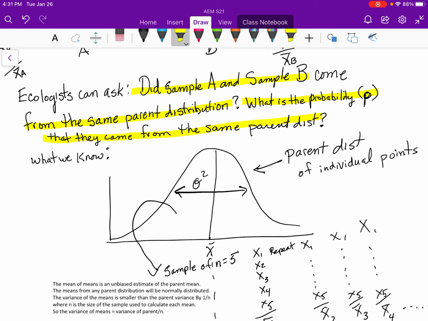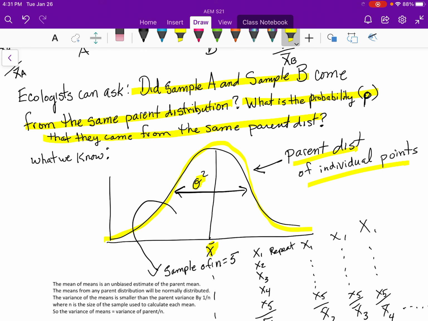The parent distribution of individual points is drawn here. What I'm going to do as I go through this is highlight the areas that I'm speaking of. So there's our parent distribution of individual points. I wrote it out so it'd be a little faster for us all and neater. We know that it has a variance value here that is the width of the distribution, and you have the x bar value down here, which is the mean.